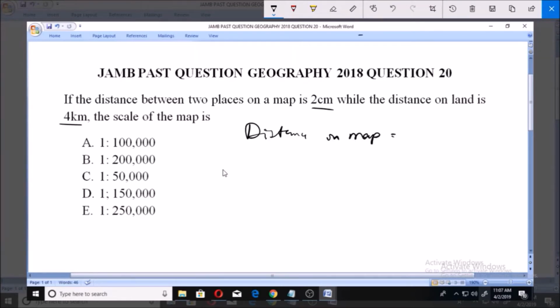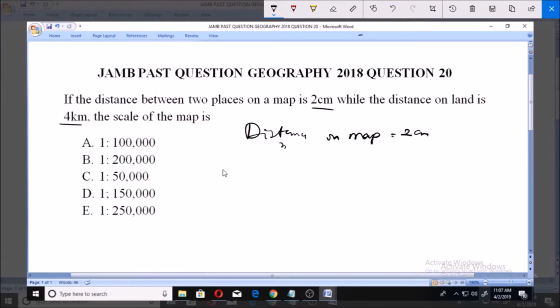equal to 2 cm. Now distance on land equal to 4 kilometers, 4 km. Now we have 2 cm on map to give us 4 kilometers on land. So anywhere you have 2 cm on map is actually 4 kilometers on the land.